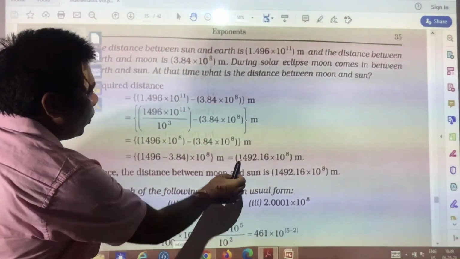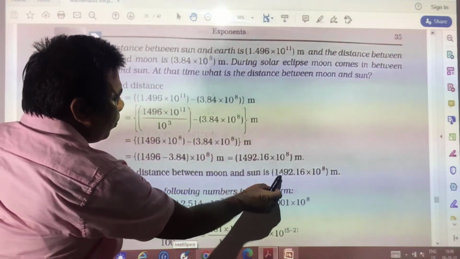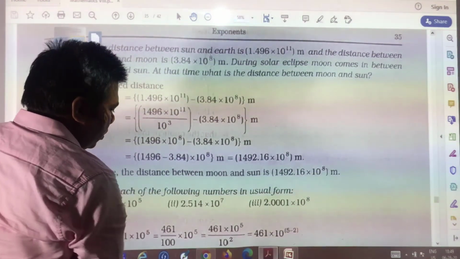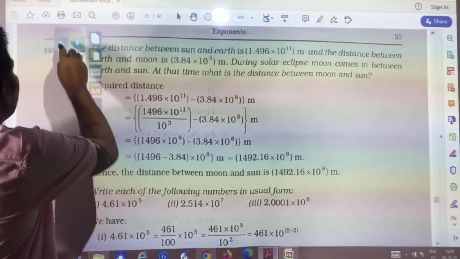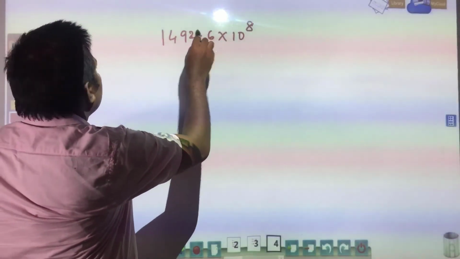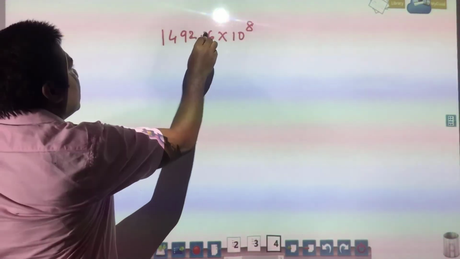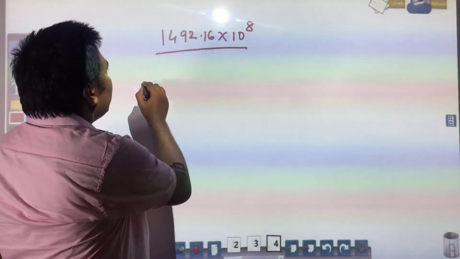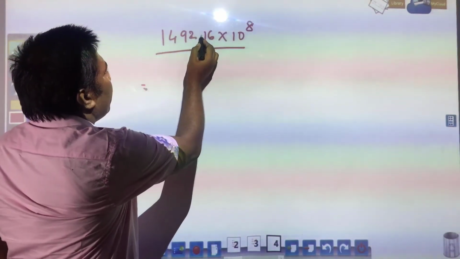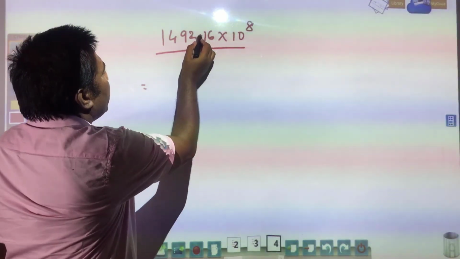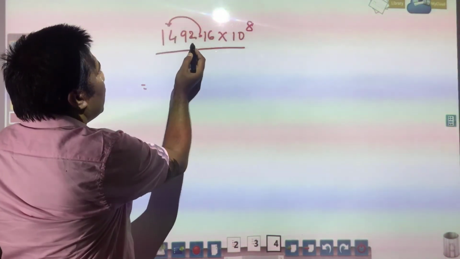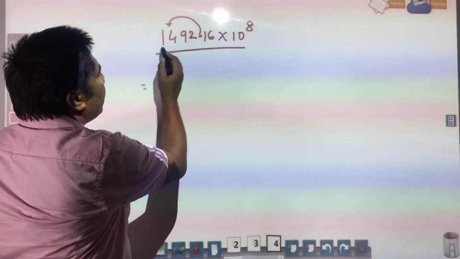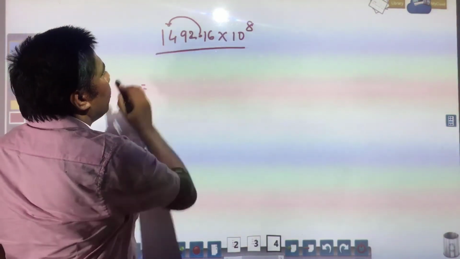Here you see 1492.16. This is required to be written in the standard form. So, what can be done here? Here you see this decimal you have over here, you need to bring this decimal to the left side. How many places? 1, 2, 3, 4 places.